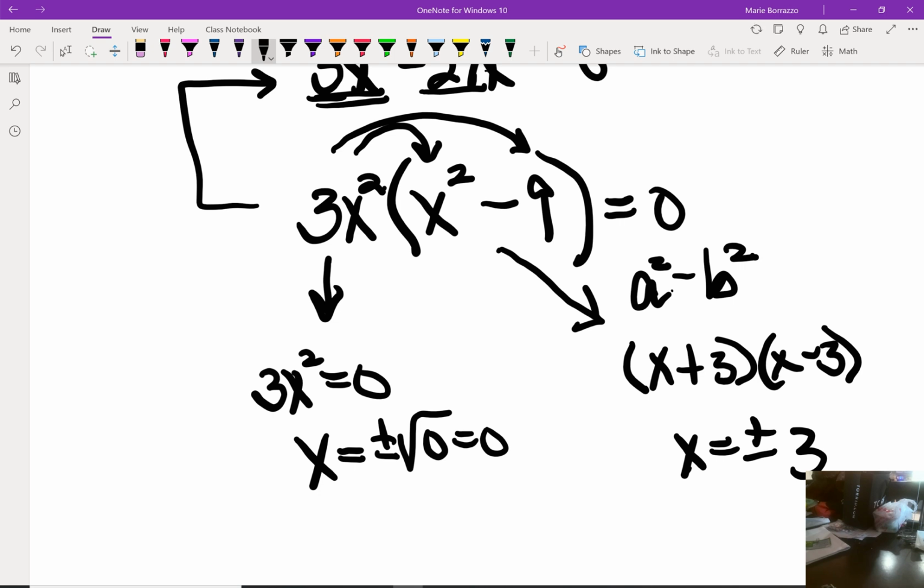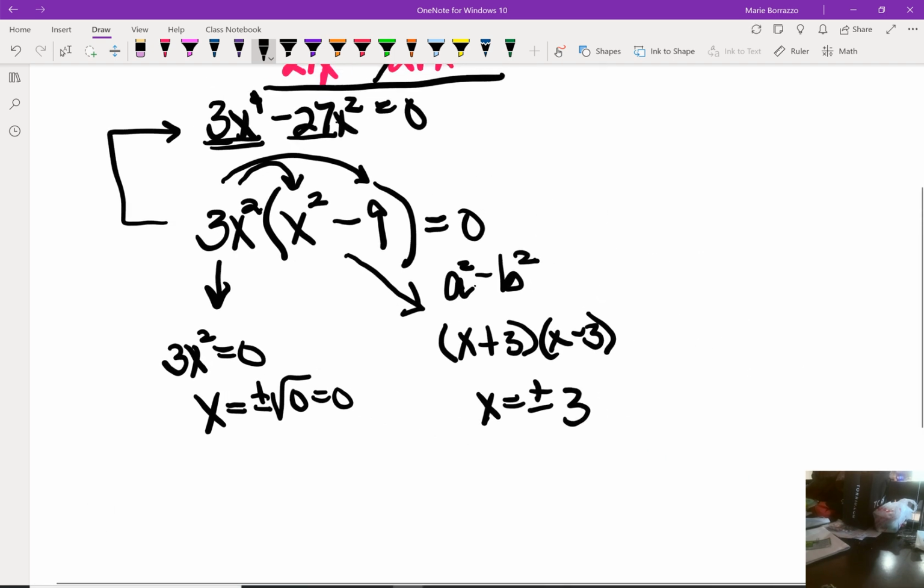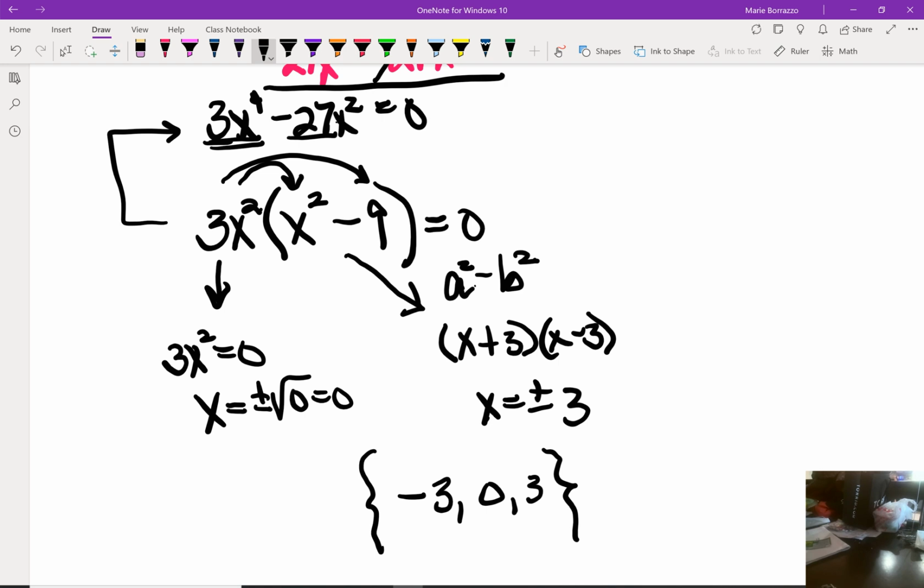Granted, this is a set of solutions for this equation, but if this were an application, remember the distance is always positive. There's no such thing as negative distance. In this case, they're not asking an application question, they're just asking a basic question, so we're answering. That is your solution set.